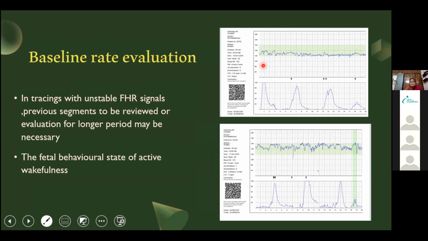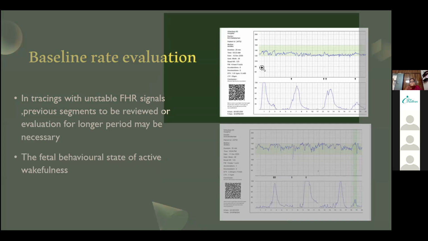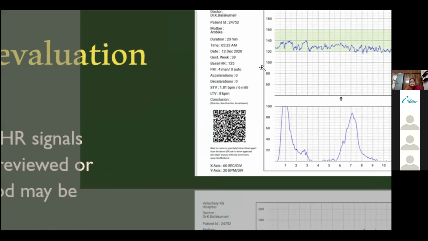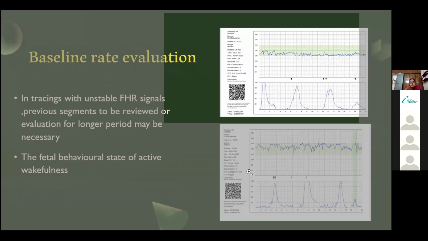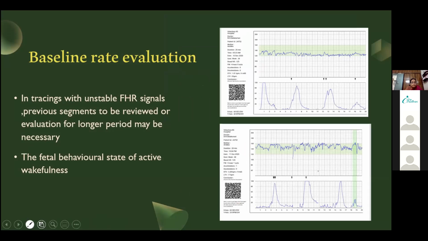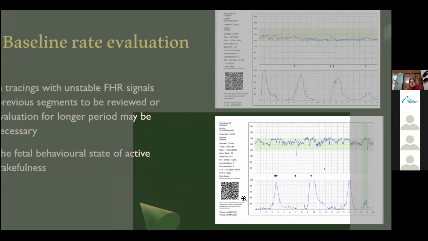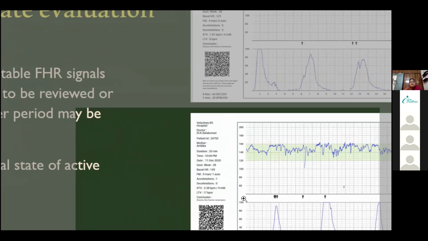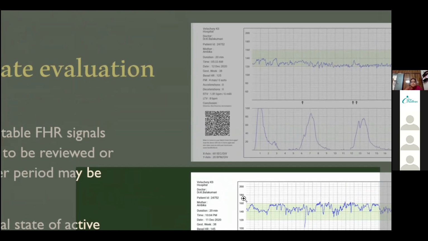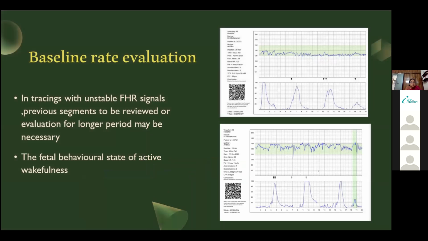See, it's the same patient. This is at 10:04 and this is at 5:33. So you see the previous tracings, it is normal. So with this sort of tracing, whenever you're not happy and not able to assess, always look at the previous recording if it is present, or repeat the CTG after some time.